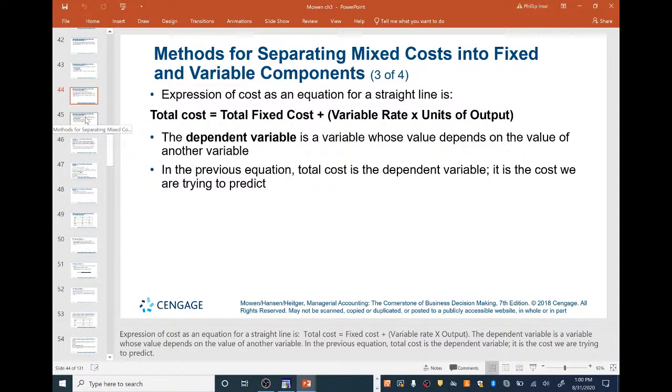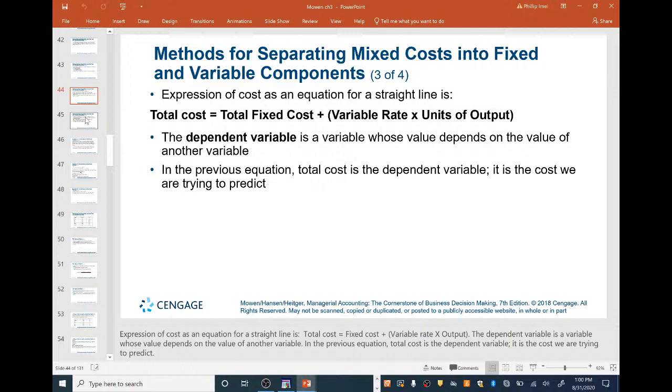The expression of cost as an equation for a straight line is: total cost of an item equals the total fixed cost plus the variable rate times units of output, right? So once again, total cost equals total fixed cost plus the variable rate times units of output.